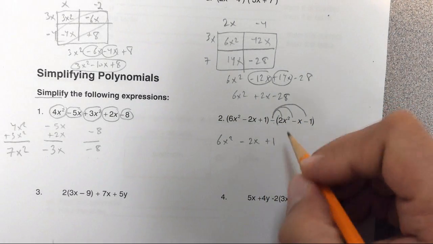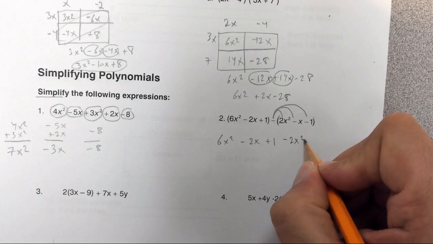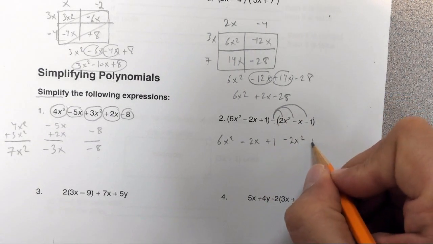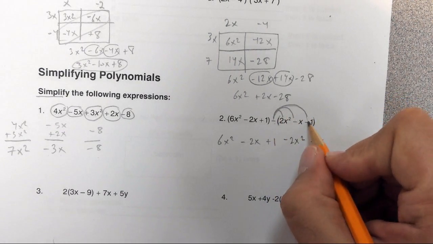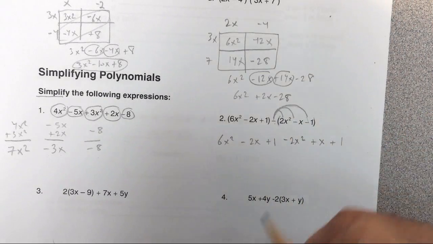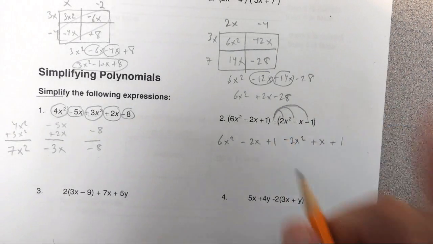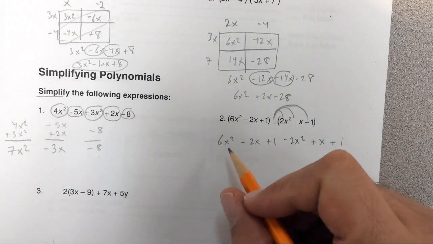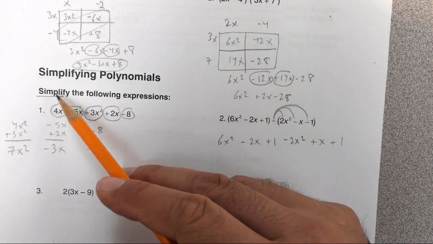A negative times 2 is a negative 2x squared. A negative times a negative is a positive. And a negative times a negative is also a positive. Now that I distributed all the parentheses, because you always handle parentheses first, now I look at this and I remember that I'm supposed to simplify it.